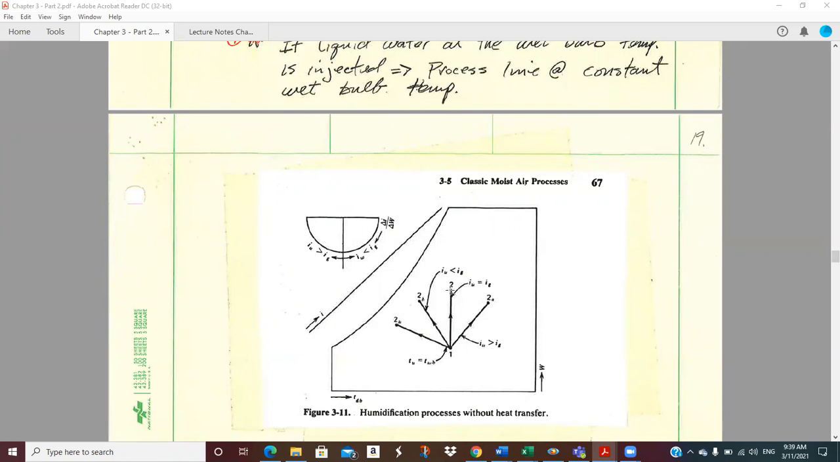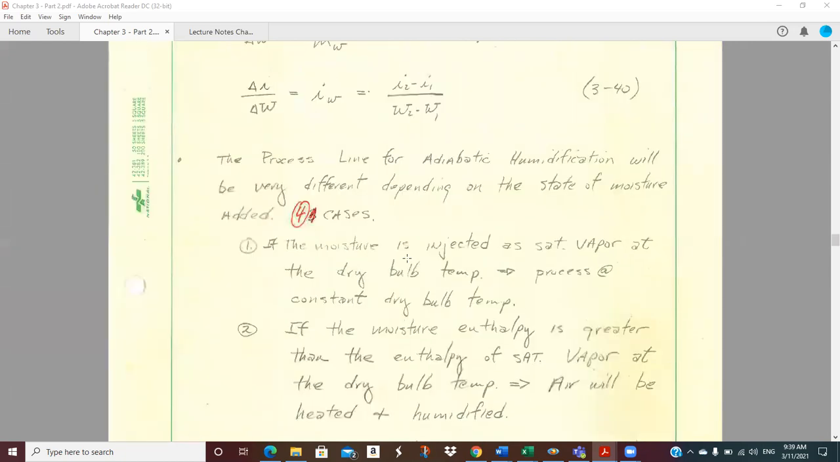Well, that kind of makes sense because the steam's at the same temperature as the air molecules. When you inject them together, you're just adding the steam molecules to the flow. They're not hotter, they're not colder, so it doesn't change the temperature of the process line. So you just go straight up on the psych chart, indicating that you're adding moisture, but you're not heating or cooling the airstream that it's going into. So that's this special case. 1 to 2, the vertical line is this number 1, okay?